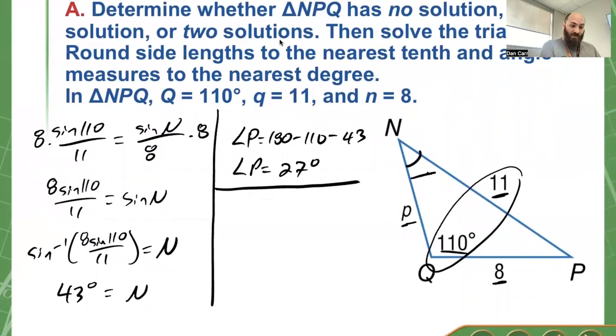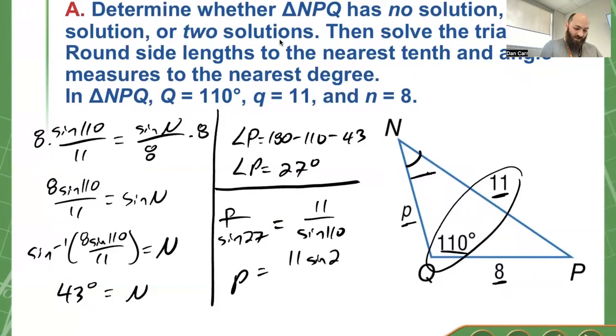Now, one thing I will mention is in my calculator, I am not using the rounded off 43 degrees. I am using what my calculator found, which was like 26.8891. Make sure you do that for yourself to be as accurate as possible. I'll put side P over sine of 27 is equal to 11 over the sine of 110. We multiply both sides by the sine of 27, so I get 11 times the sine 27 over the sine of 110.